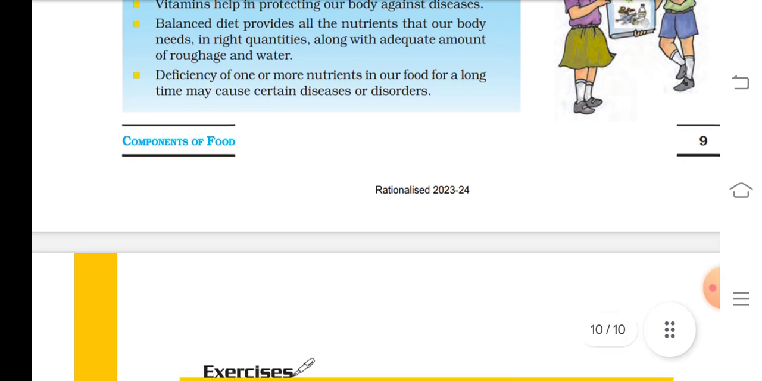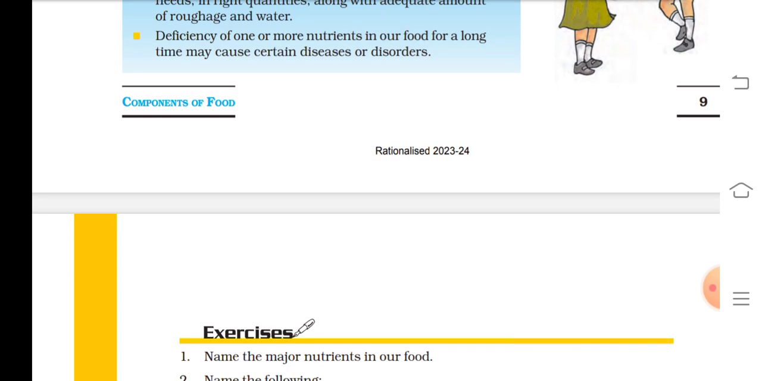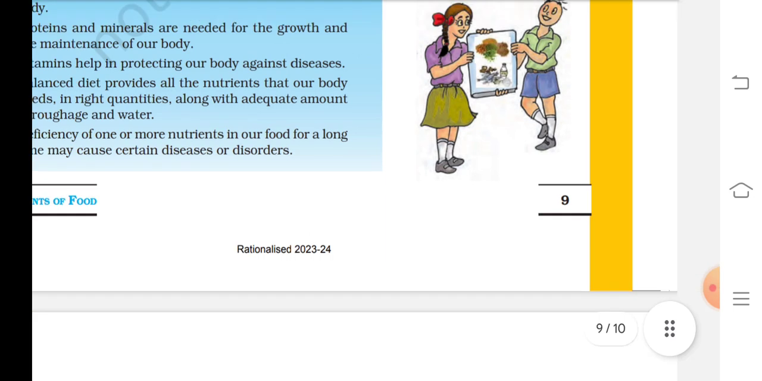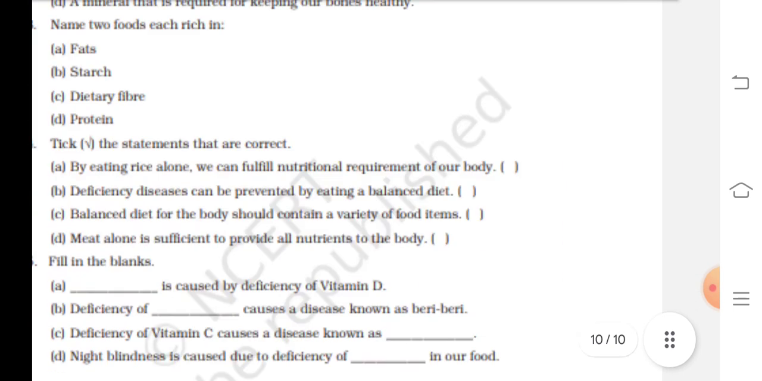A balanced diet provides all nutrients that our body needs in the right quantities, along with adequate amounts of roughage and water. Deficiency of one or more nutrients in our body for a long time may cause certain diseases and disorders.